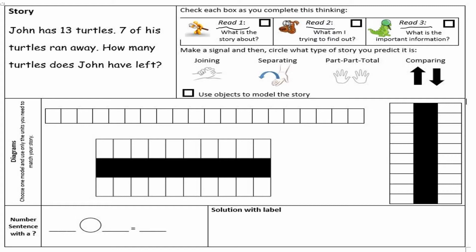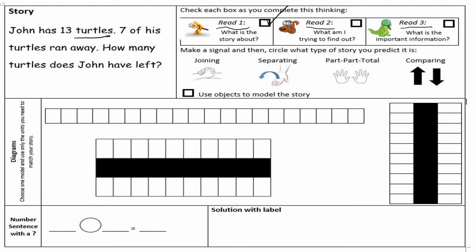So if I'm looking at my read 1, what is the story about? I know that this story is about turtles. So I can check that off because I'm done with my first read. Now I'm going to go to my second read. What am I trying to find out? So when I'm thinking about what I'm trying to find out, I'm going to go back to the question. After I read it a second time, I'm going to think about what the question is asking me because the question is going to tell me what I'm trying to find out.